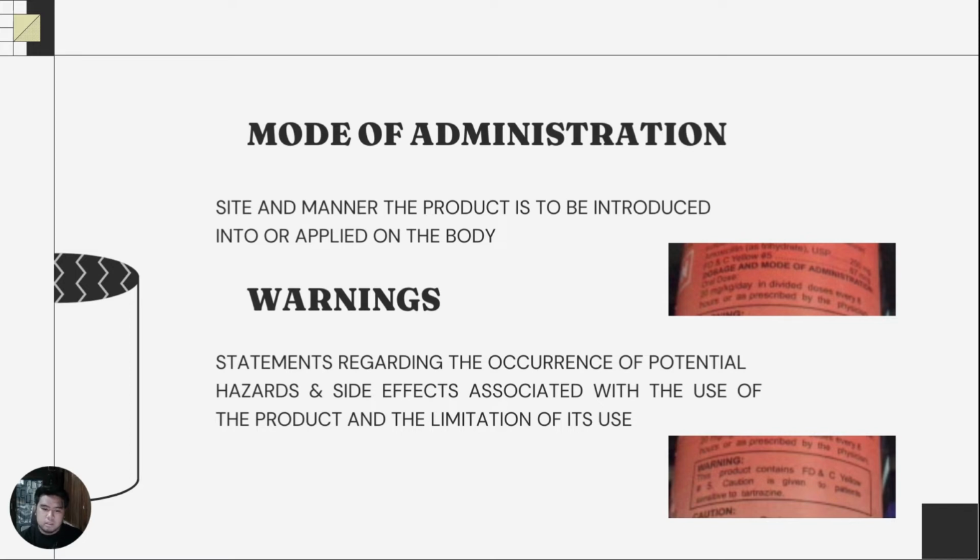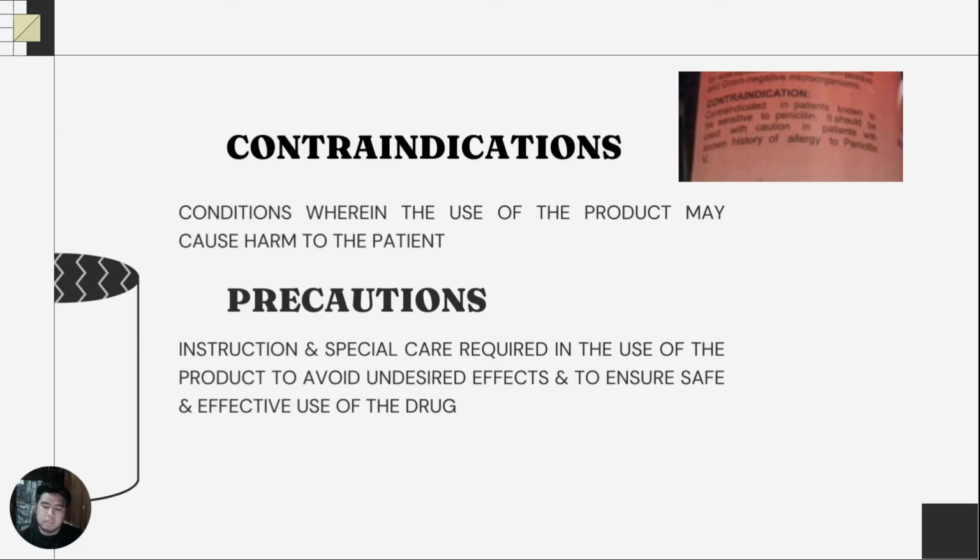Then the warnings. This is the statements regarding the occurrence of potential hazards and side effects associated with the use of the product and the limitation of its use. Next is the contraindications, which says these are the conditions wherein the use of the product may cause harm to the patient. Next is the precautions. This is the instruction and special care required in the use of the product to avoid undesired effects and to ensure safe and effective use of the product.